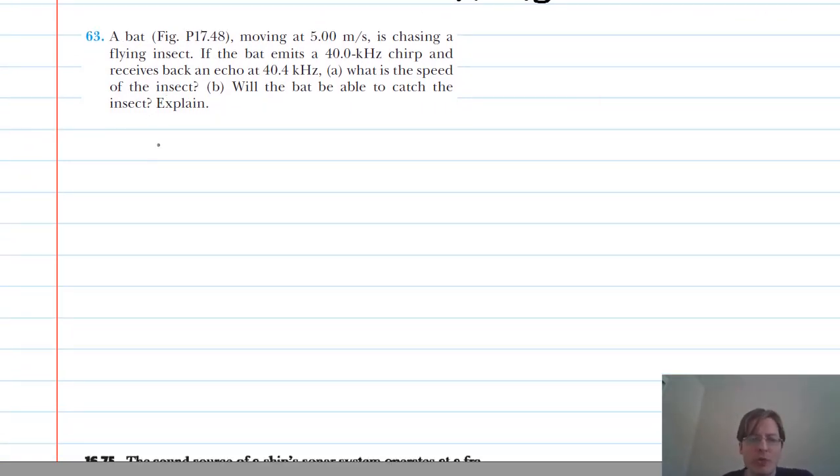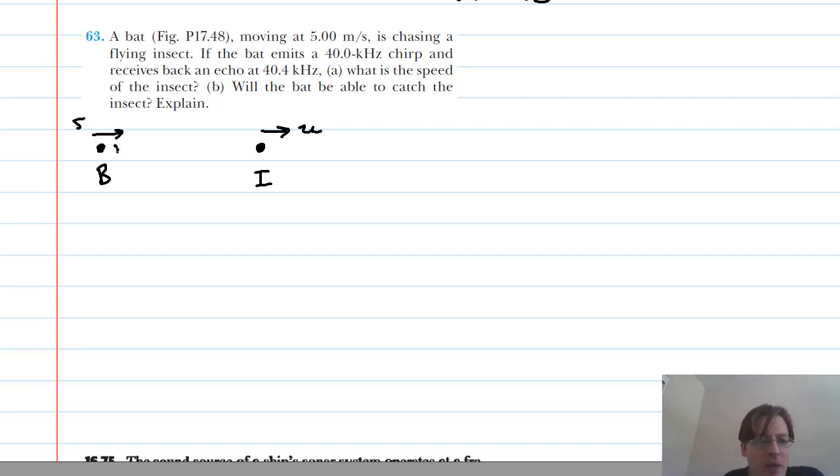Bats use a form of sonar. They chirp and they listen for the reflected chirp that comes off like a bug, and they can use that to figure out how the bug is moving, just like submarines use sonar. Let's sketch out the situation. We have our bat. It's chasing an insect. It's just that the speed of the insect is unknown. I'll call it u. The bat has a known speed, 5 meters per second.